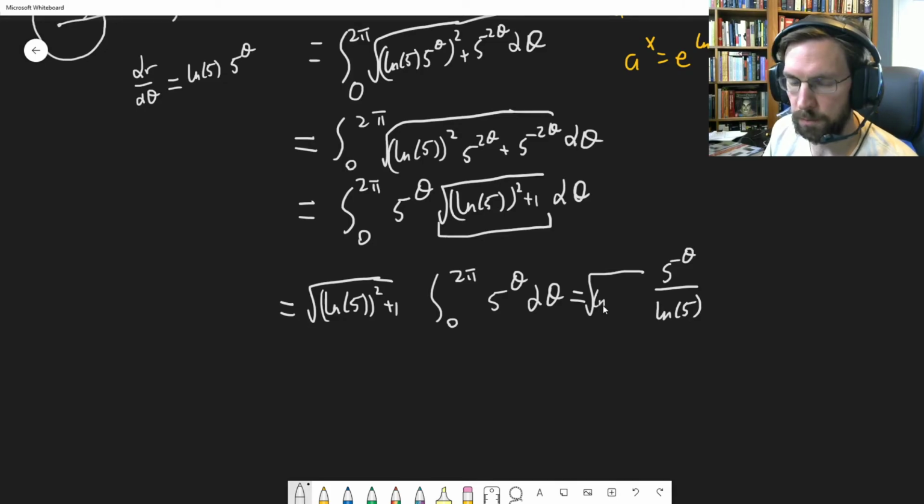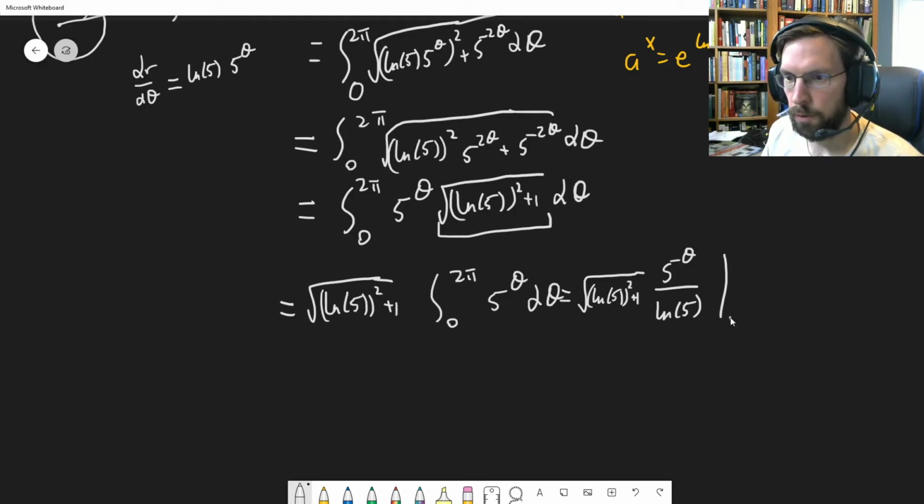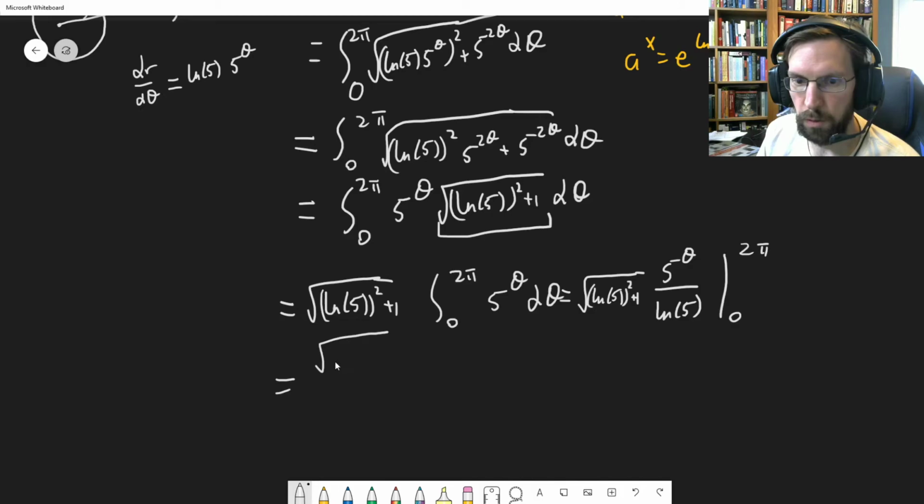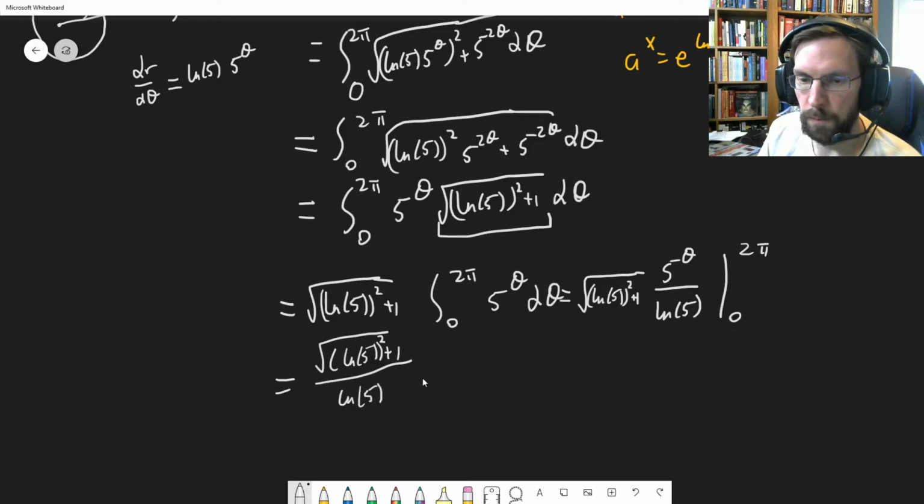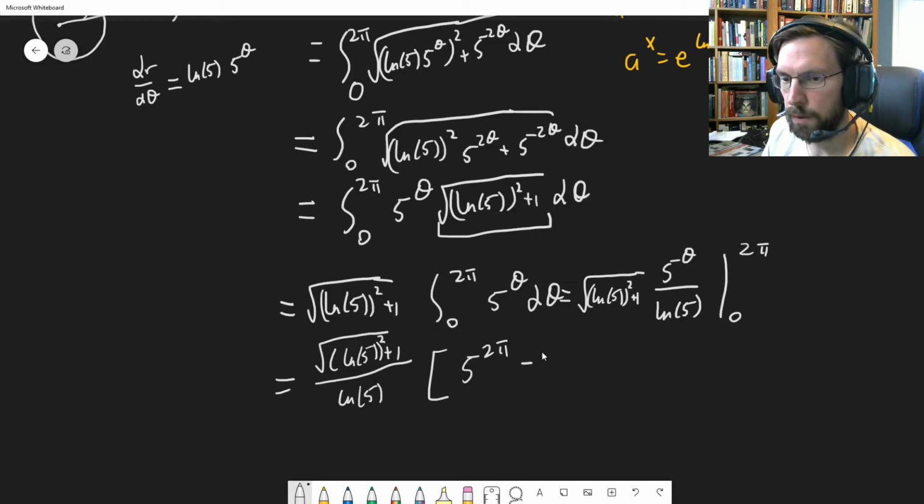Square root of natural log 5 squared plus 1. And we're going to evaluate this at 0 and 2 pi. So we get the square root of natural log 5 squared plus 1, over natural log 5, times 5 to the 2 pi minus 5 to the 0. 5 to the 0 is 1.